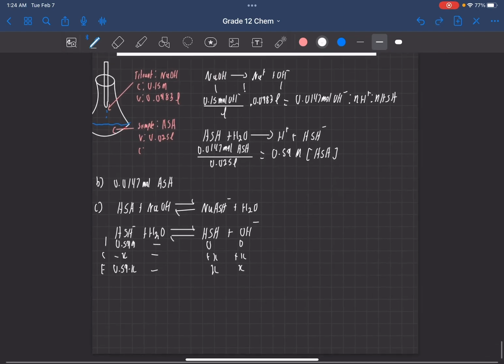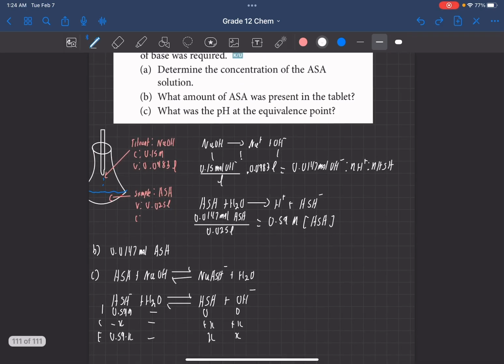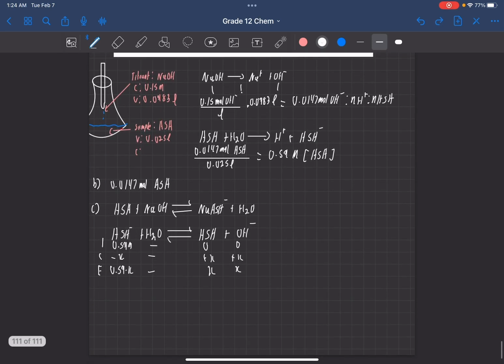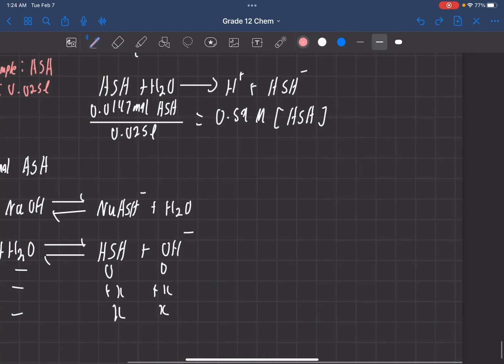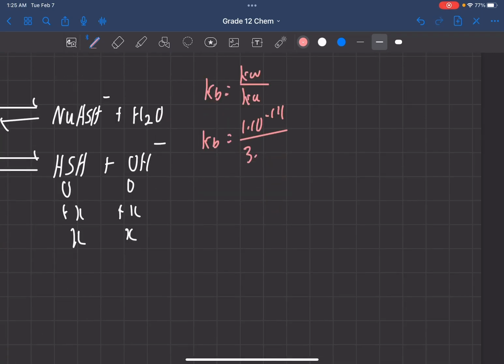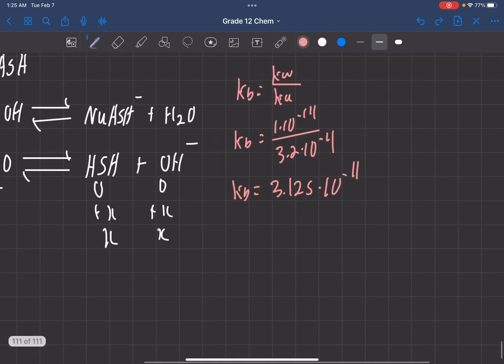All we need is the KB. Okay, so we have a KA, so find the KB. So KB, let's do this in pink. KB equals KW over KA. So that being 1 times 10 to the negative 14 over KA being 3.2 times 10 to the negative 4. So KB, that should equal 3.125 times 10 to the negative 11.